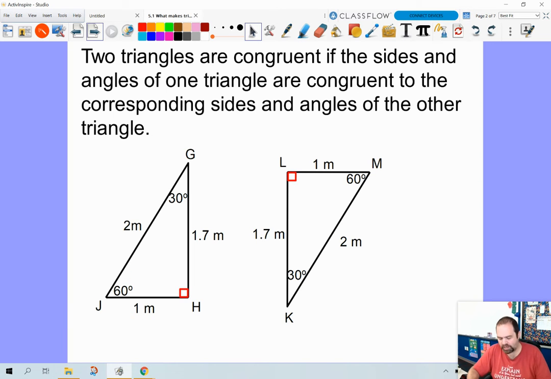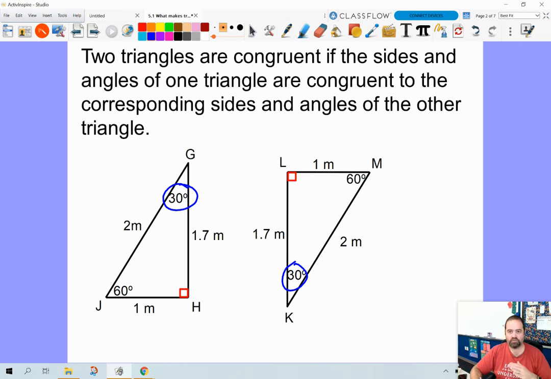Let me show you what I'm talking about here. So I've got a pair of congruent triangles listed here. Now I've rotated them a little bit so they're not exactly identical. But the idea is every angle in the triangle on the left has a corresponding piece that it's equal to in the triangle on the right. Corresponding basically means that they match up. So I've got this 30-degree angle in the first triangle, and I've got a corresponding 30-degree angle in the other triangle.